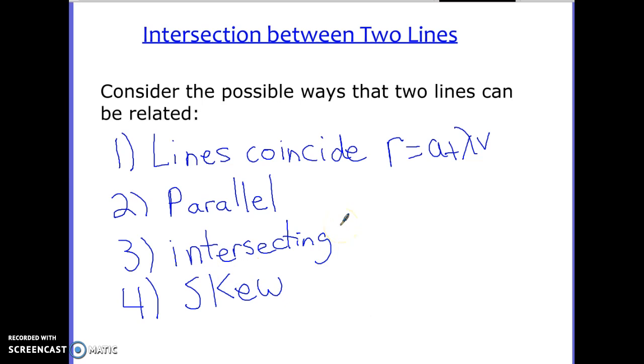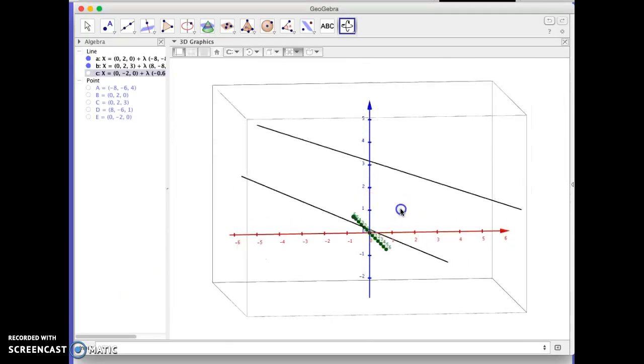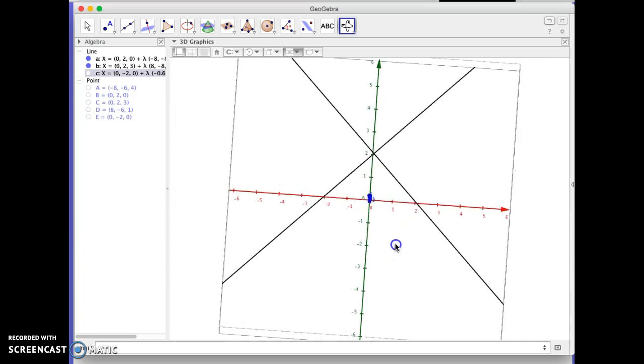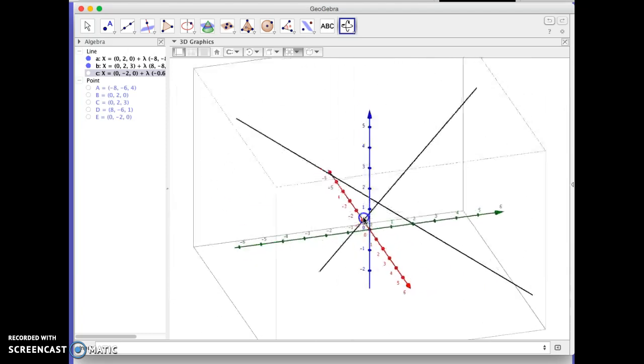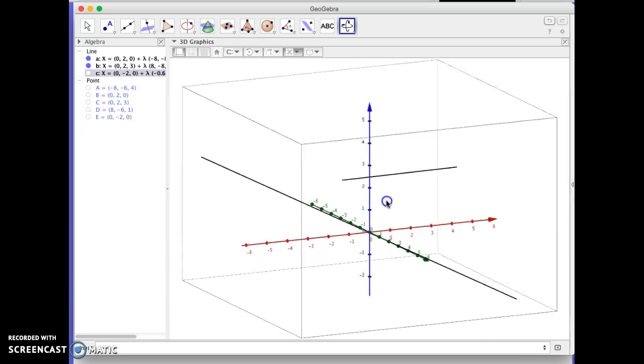But in this case, that's what we have. We've got these 2 skew lines that are not parallel because they don't go in the same direction, but they also don't intersect, and so we call those skew. Okay, and hopefully that is very clear in this picture.